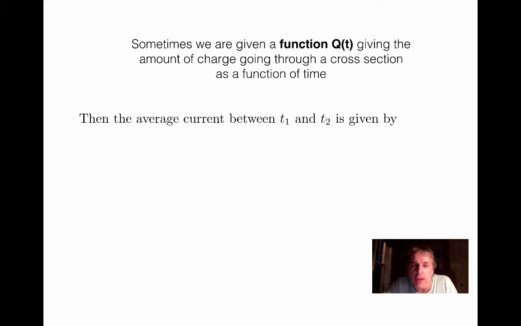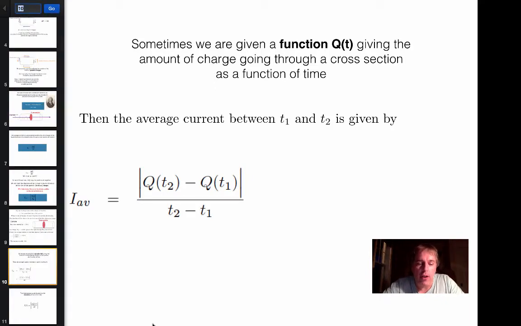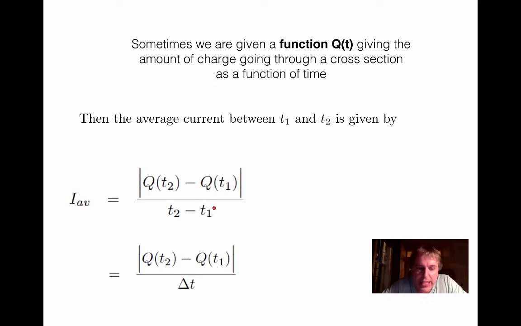So if you want the average current between t1 and t2, you just take the charge at the final time minus the charge at the initial time. This gives you the delta Q, and you take the absolute value to get rid of a minus sign. Then you divide by delta t. So this is the same as the absolute value of delta Q over delta t.